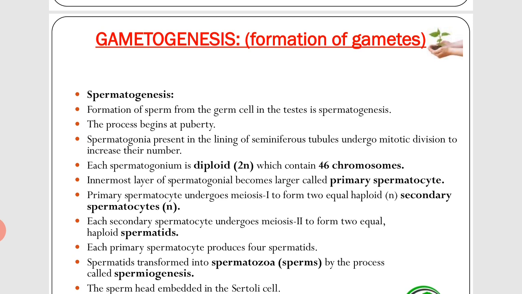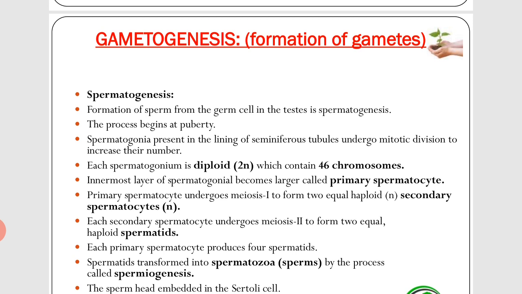Each spermatogonia or primordial germ cell, you can also call them spermatogonia, or singular spermatogonium, is diploid, which will contain 46 chromosomes. These spermatogonia are present on the inner wall of the seminiferous tubules. First of all, these cells will multiply by mitotic division to increase in number.